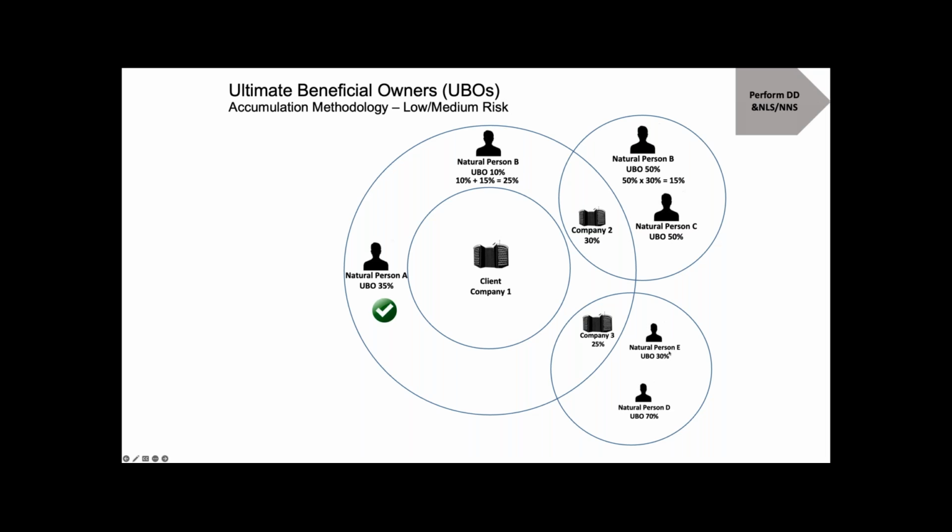It doesn't meet 25. Is he anywhere else? No. This guy owns 30%. So as long as one person is not owning all of this, it means that these two did not meet the threshold. Does that make any sense?